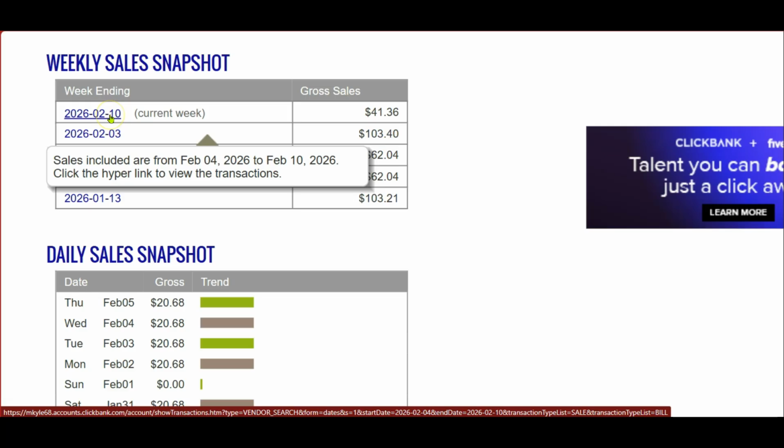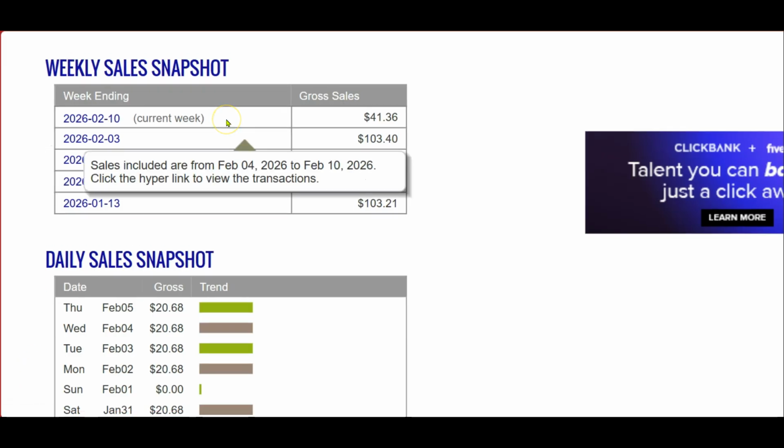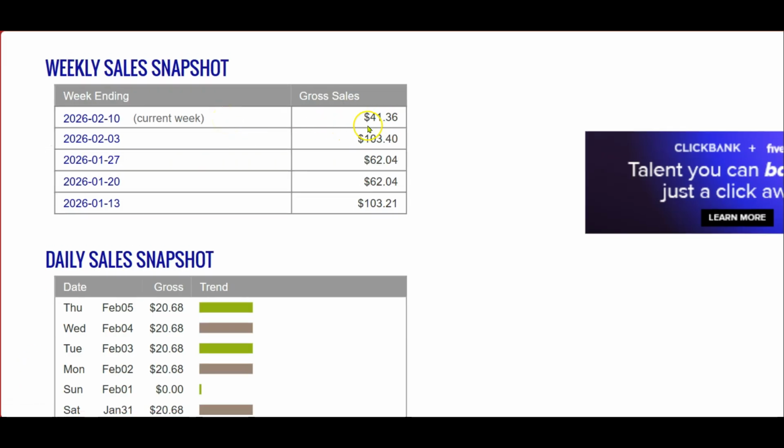I can see here the ClickBank week runs from Wednesday through Tuesday. So we just started a week here. Today is the 5th, so we're on the second day. As you can see, I got 4136. So that's good. We want this number to climb. So yeah, that's a good start there.